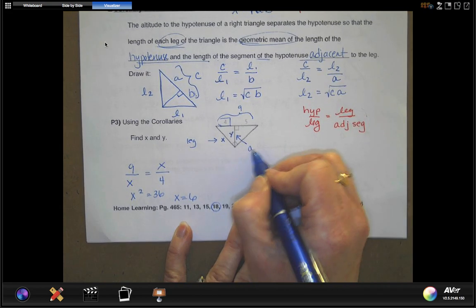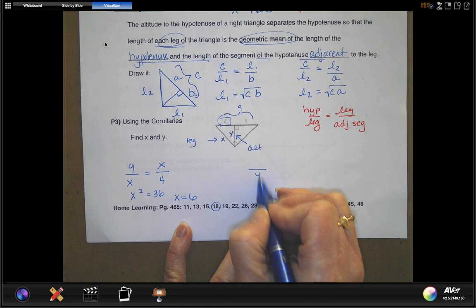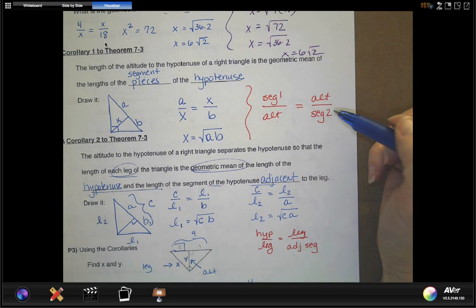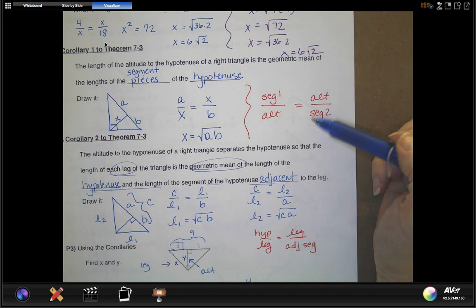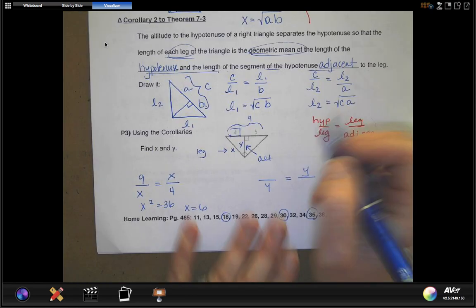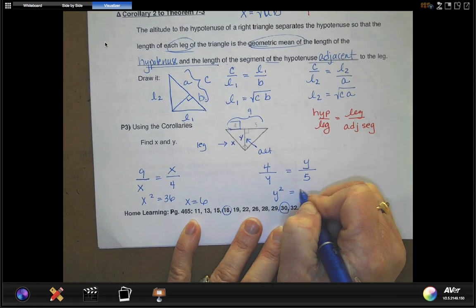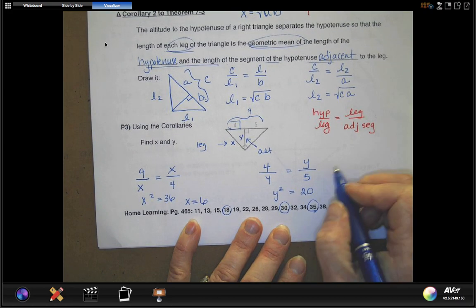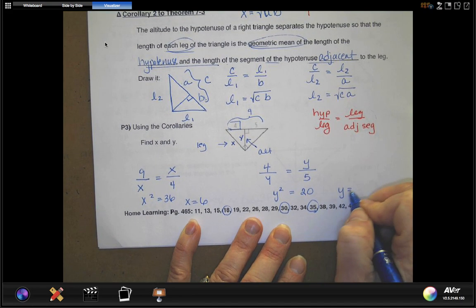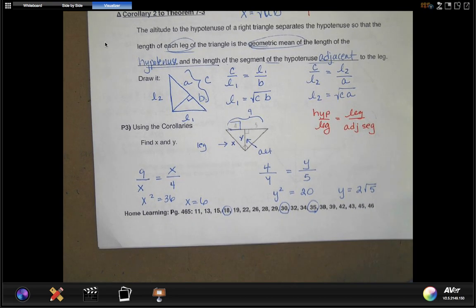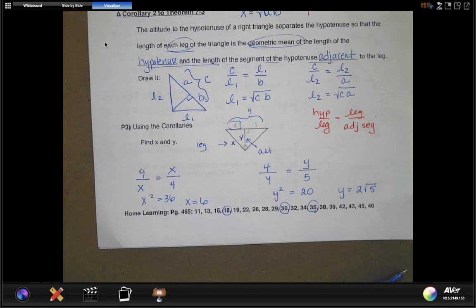Y is an altitude. So I'm up here in this one if it's an altitude, and I just take the two segments of the hypotenuse. So 4, 5. So y squared is equal to 20. 20 is 4 times 5, so y is, when I take the square root, 2 square roots of 5. Okay? All right, I'm going to do 3 homework problems with you.